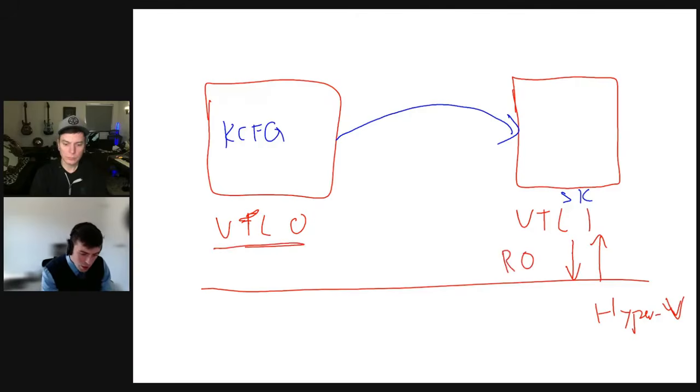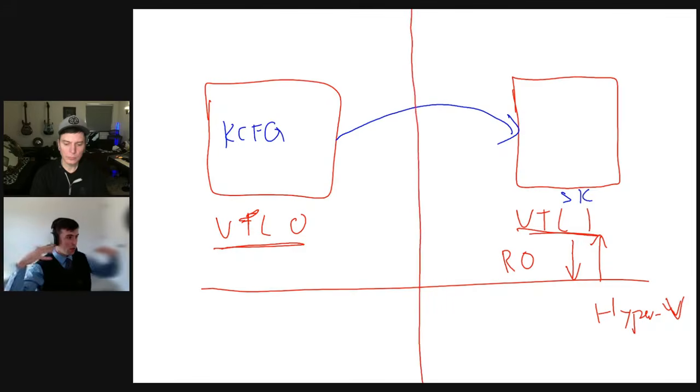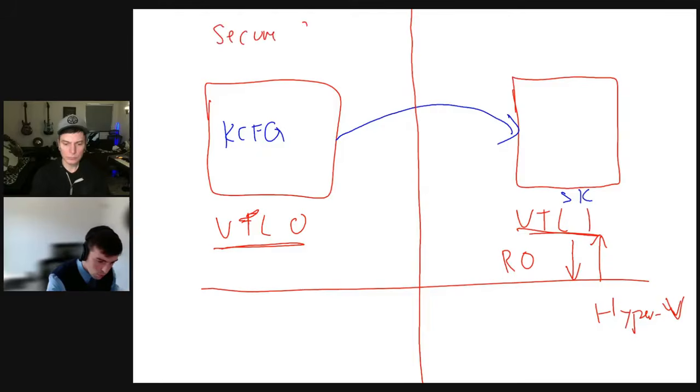How did VTL0 talk to VTL1 if these are completely isolated from each other? Because they're isolated as VMs are, in their own physical address spaces. This is basically what we're going to be talking about today. One of the methods to do this is called the secure call interface, and it's brokered by Hyper-V. This is what I talk about in my blog.